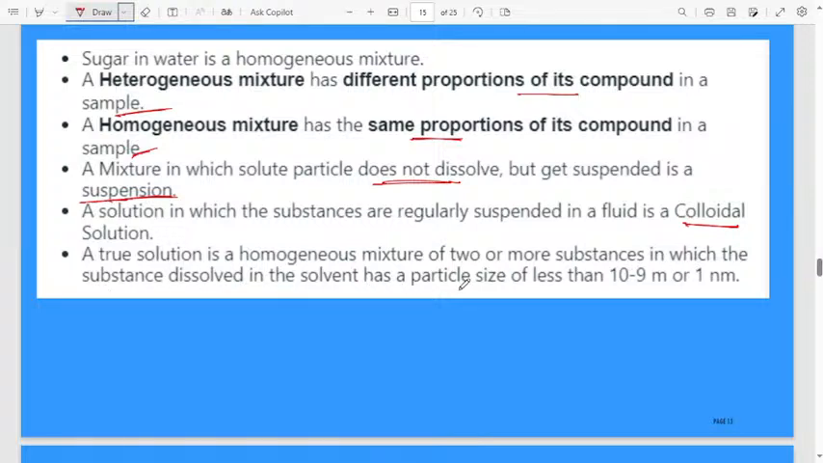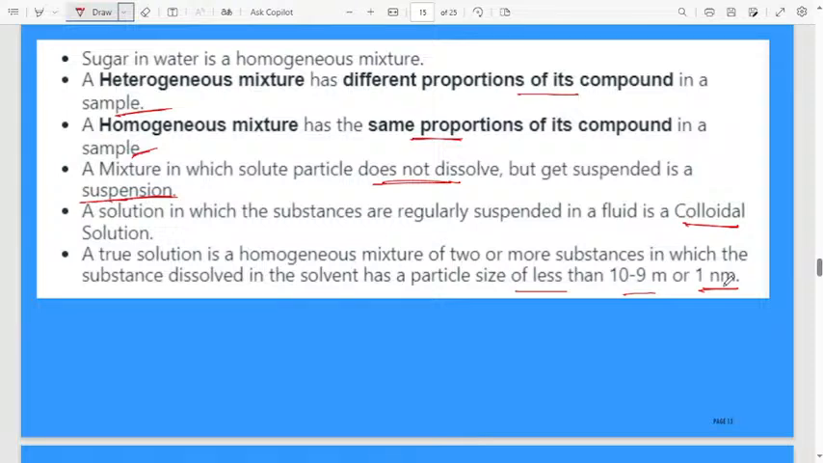in the solvent has a particle size less than 10 to the power of minus 9 meter, or 1 nanometer. True solution means the particle size is very small, less than 10 to the power of minus 9 meter or 1 nanometer. True solution is also a best example of a homogeneous solution, but the particle size is very small in a true solution.